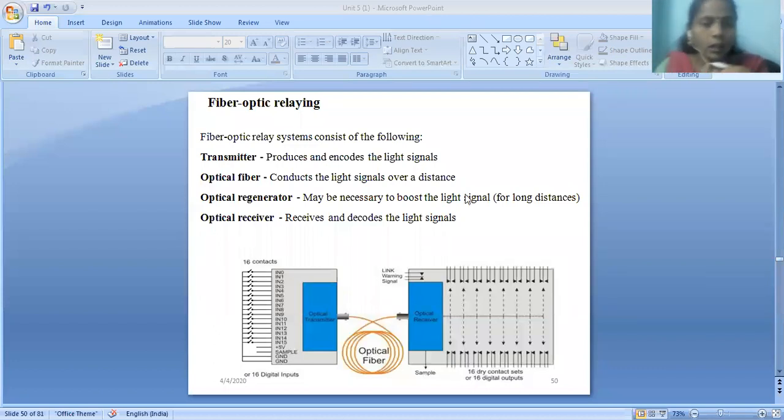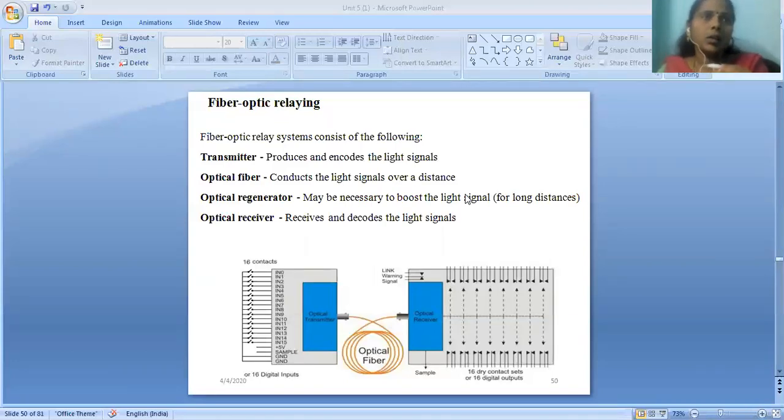Now we'll move on to the different types of relaying mechanisms. In the last session, we saw the data acquisition module where the data is acquired. Now the acquired data has to be transmitted, right? So this is facilitated by using the fiber optic mechanism and the microwave mechanism.